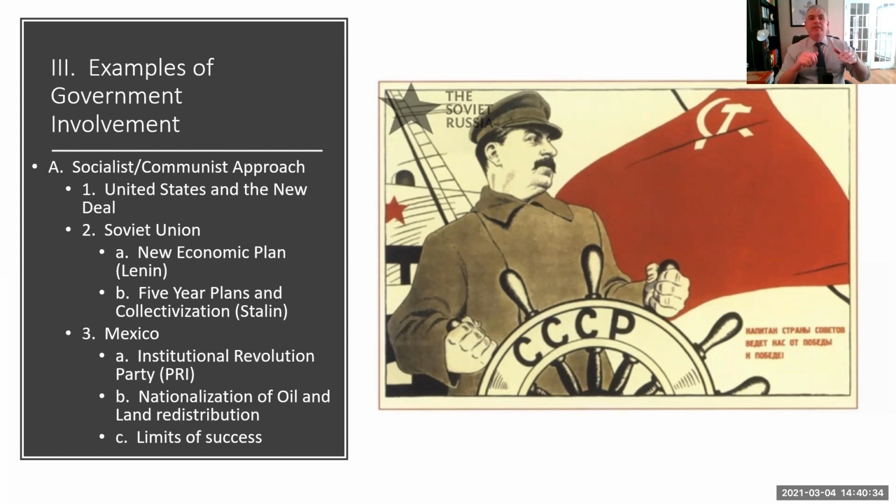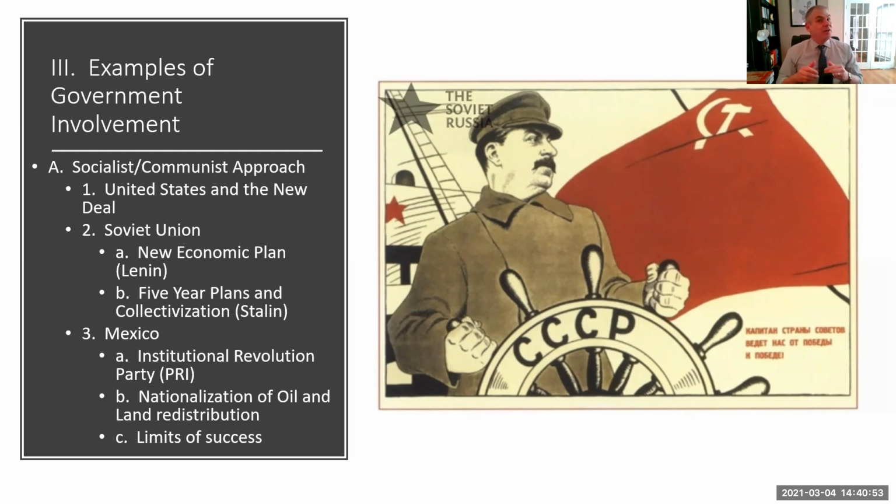So when we look at these three approaches, whether it be the New Deal, the 5 year plan, or the nationalization by the PRI, all of them are proposing alternatives to capitalism. The United States, it's not like they arrested capitalists.